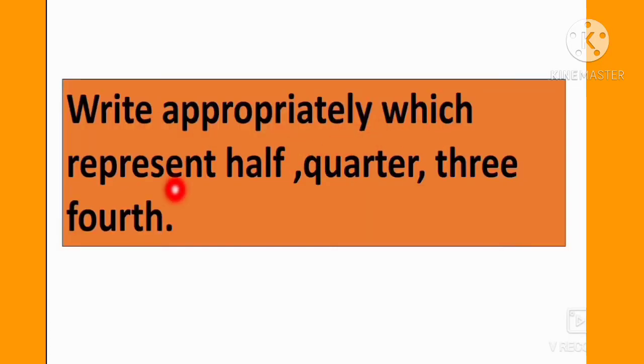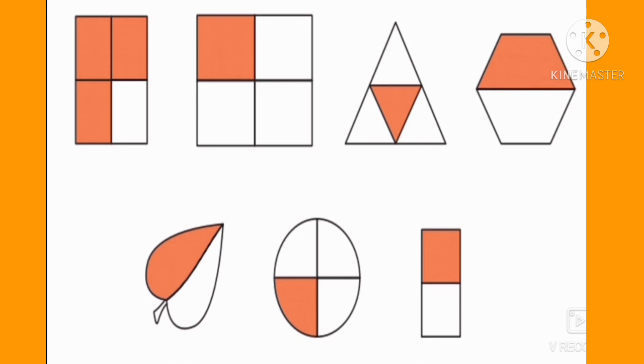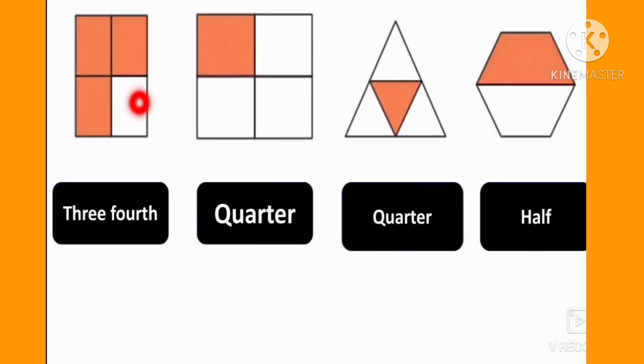Write appropriately which represent half, quarter, 3/4. In this problem, children, let us use the terms half, quarter, 3/4 to represent the fraction. See the pictures. Here in the first picture, a square is divided into 4 equal parts and 3 parts are shaded. Then we can say that 3/4 of a square are shaded.